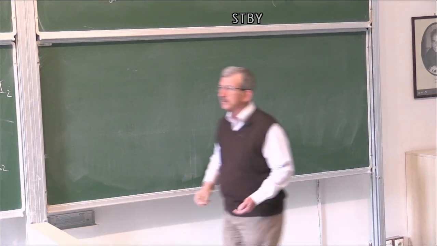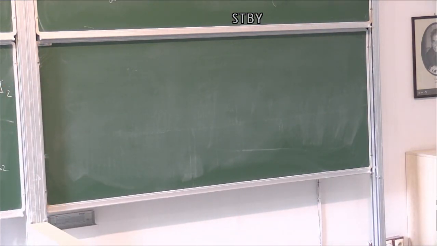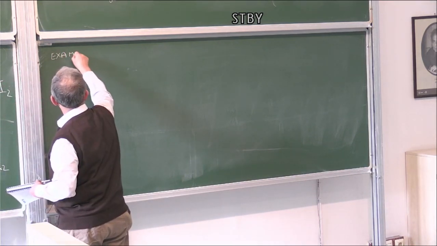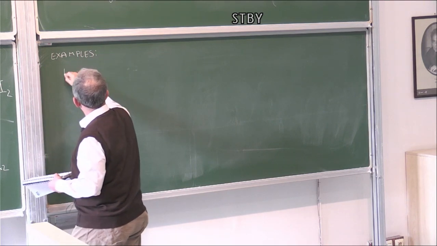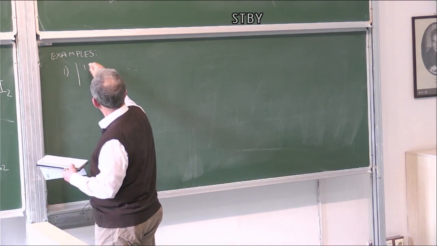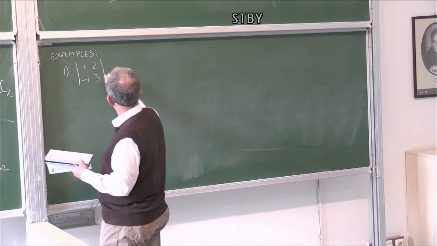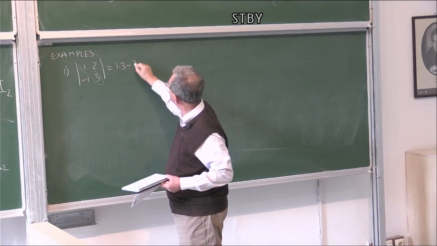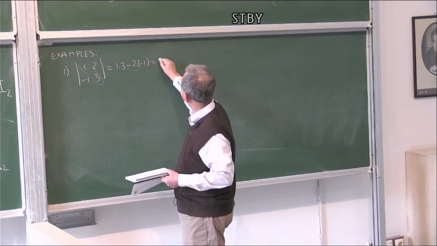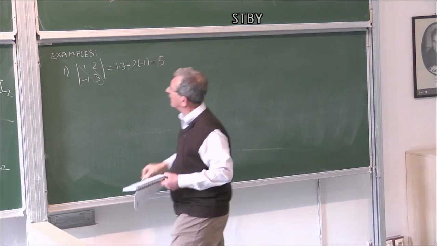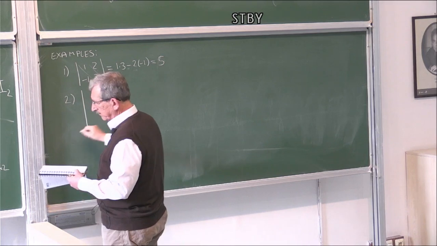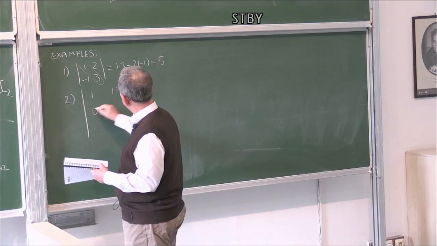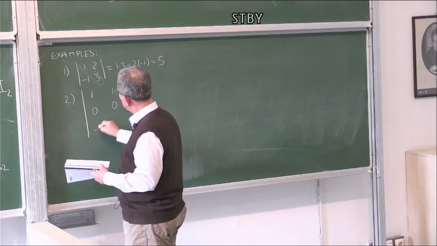Let us see some examples. Just calculation examples. The determinant of 1, 2, minus 1, 3 would be, now that's easy, 3 times 1, minus 2 times minus 1, so that's 5. For this one, it's a 3 by 3 case, 1, 1, 0, 0, 0, 2, and minus 1, 2, 3.